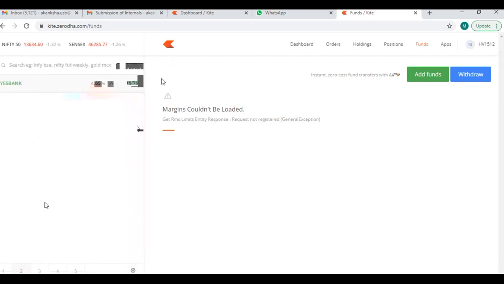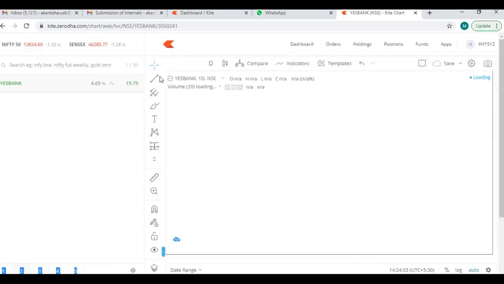This was my page number 1, and this is my page number 2, where I have added Yes Bank. The current price of Yes Bank is 15.75. That means one share you can buy for 15.75 rupees. It shows 4.65%, and the arrow is showing an upward direction. That means the price of Yes Bank on the last traded day has increased by 4.65%. If you want to see the chart of this, you can click on this button, chart. So the chart will appear here.